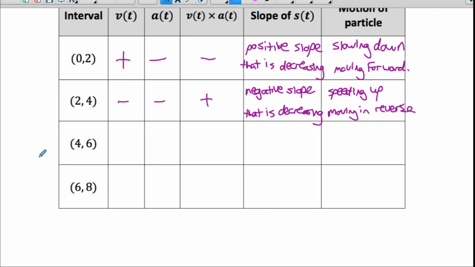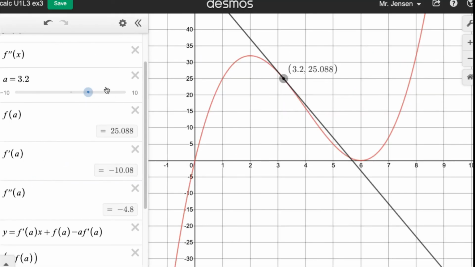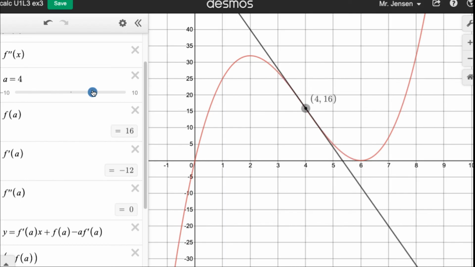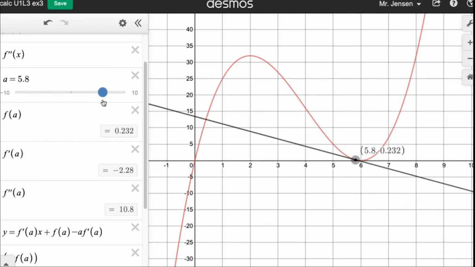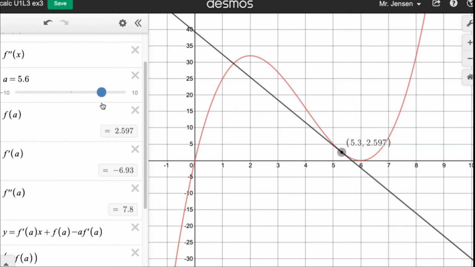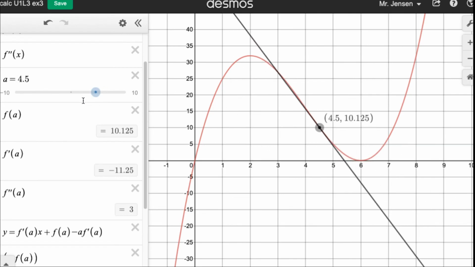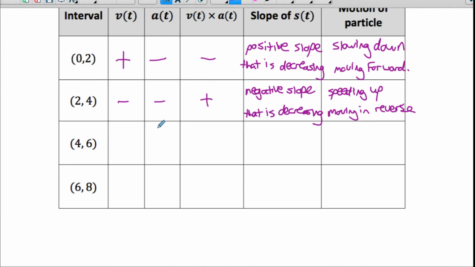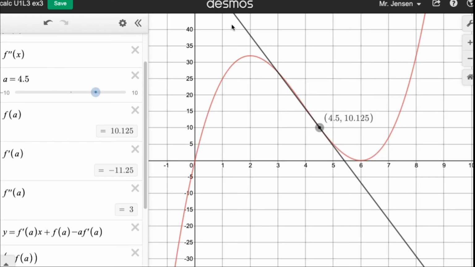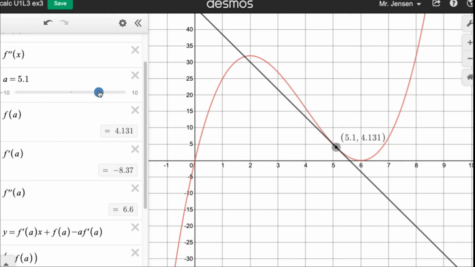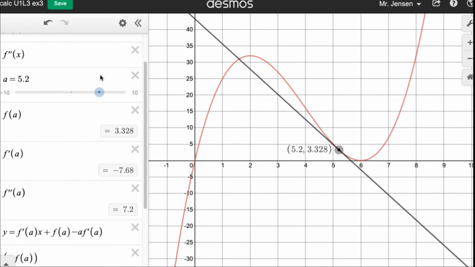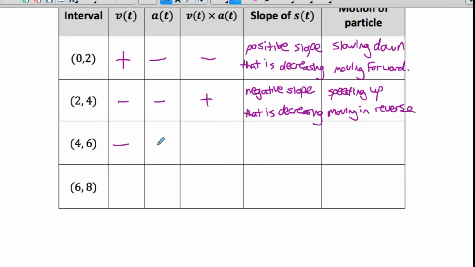Let's do the next interval between 4 and 6. So between here and here. Notice the original function is still decreasing. All the tangent slopes are negative. So the velocity, the first derivative, is negative. But what's happening to those negative slopes? Let's look. It's -11. As I move to the right, it goes to -10, to -9, to -8. They're going up. They're increasing. So those negative slopes are increasing.